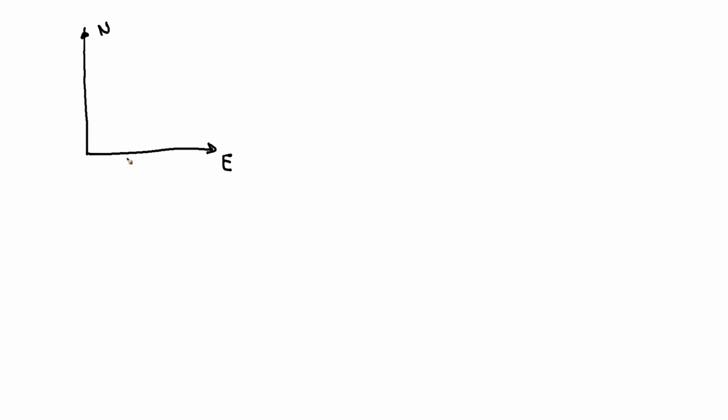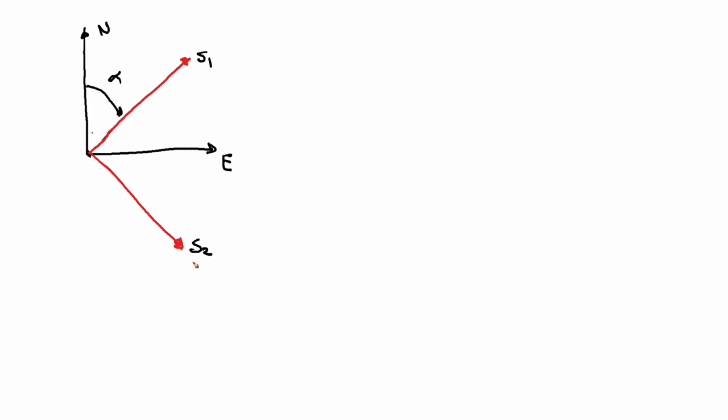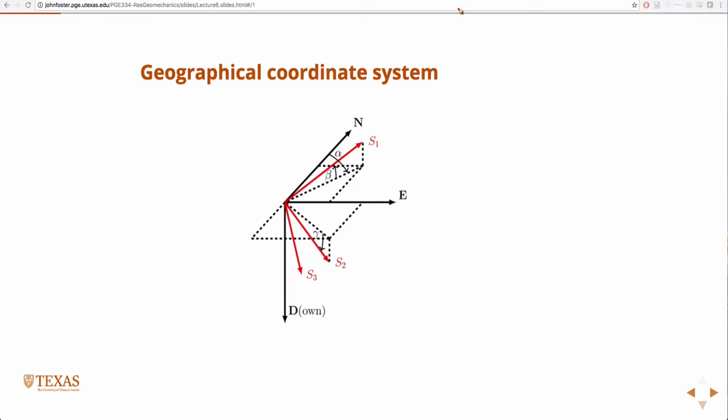So we have north and east. And then we have S1 and S2, and this is the angle alpha. So maybe should I use a different color for these? So everybody see where that comes from, right? If beta and gamma are zero, and we're looking down on the northeast plane, S1 and S2 are in that plane.